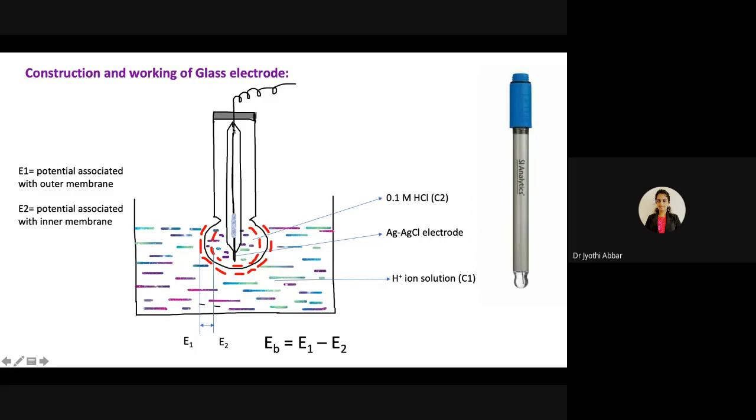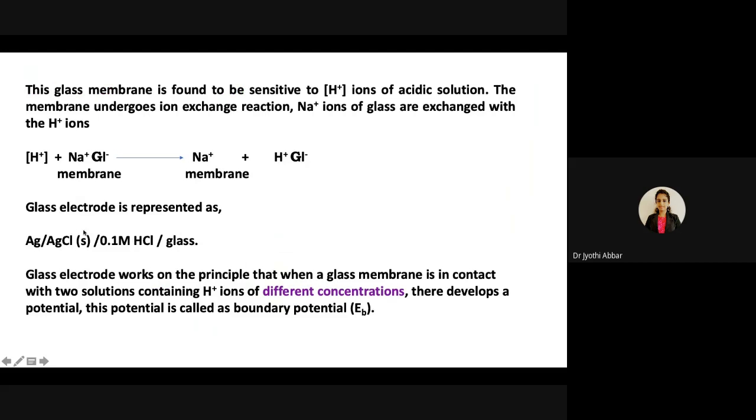Okay, let me repeat again. We have Ag wire in contact with AgCl, dipped in this 0.1 M HCl solution, and further it is in contact with this glass. So this is how the glass electrode is represented: Ag, AgCl, 0.1 M HCl followed by glass. Okay, so I'll give time to write all these things. Let me first complete the explanation of this, then we'll go for the writing part.